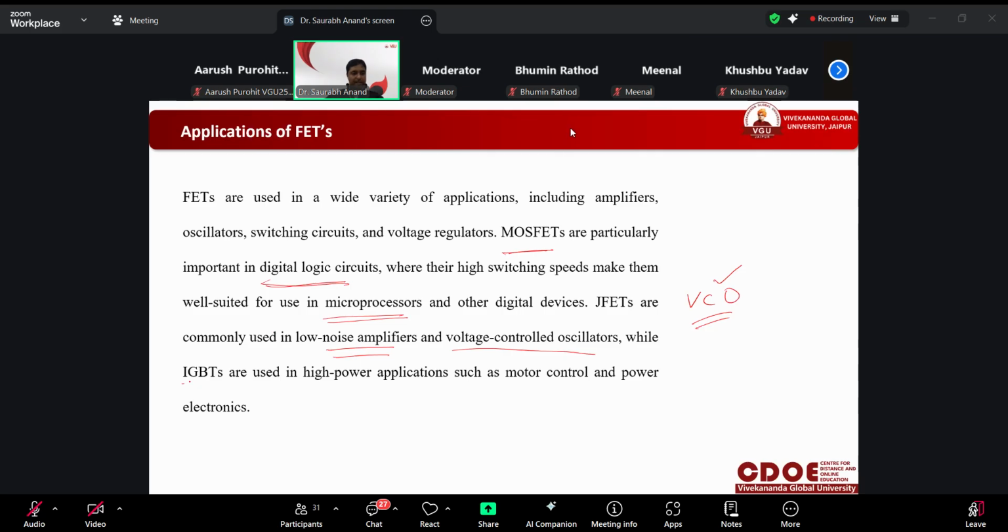You can see IGFET, IGBT, that is for transistors and high power application such as motor control and power electronics. Power electronics is high power electronics, means in case of power electronics, high power appliances, production companies, and so many things are there. So they are using power electronics. So they are also preferring FET and MOSFET.